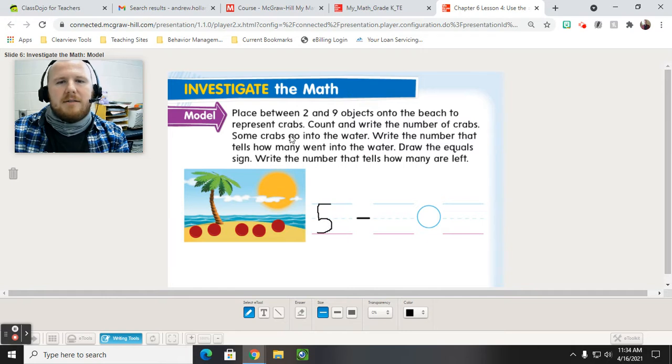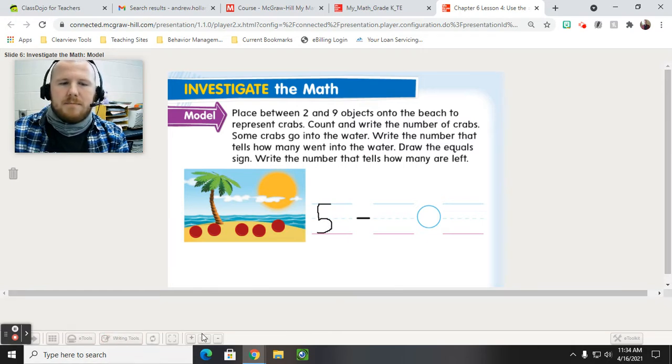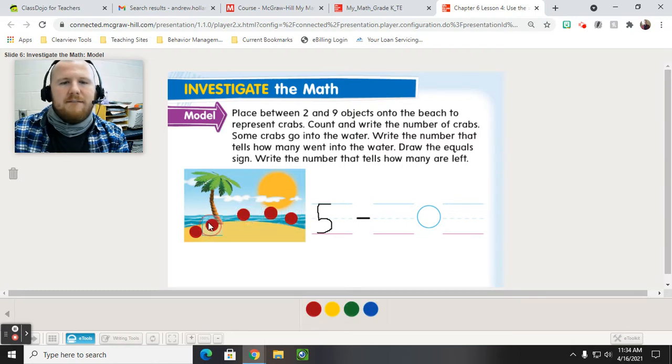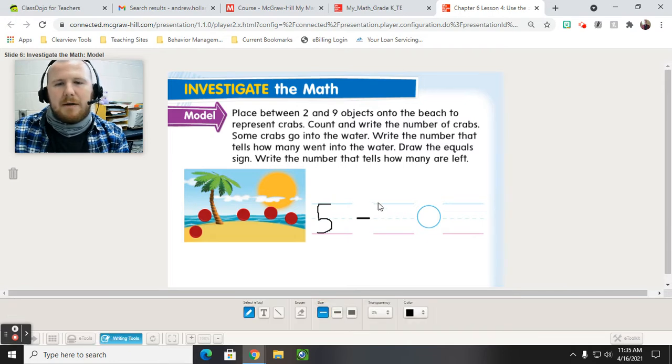I did that. Okay, so some of them go in the water. So I'm going to have 1, 2, 3, 4 of them go in the water. And you could pick any one, but I'm going to pick 4. I am number 4. Okay, so what we need to put in this circle is the equal sign. So as of right now, we know that there were 5 crabs and 4 of them went into the water. So that's basically what happened.